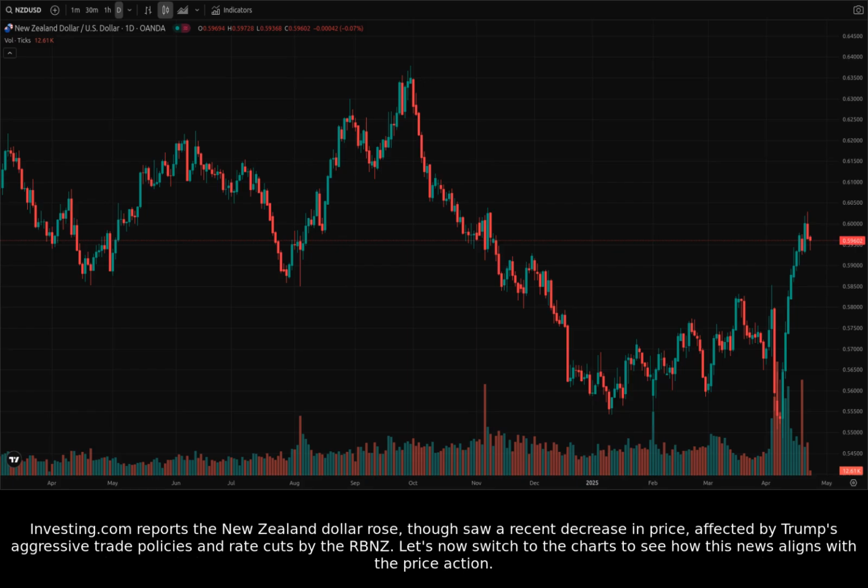Investing.com reports the New Zealand dollar rose, though saw a recent decrease in price, affected by Trump's aggressive trade policies and rate cuts by the RBNZ. Let's now switch to the charts to see how this news aligns with the price action.